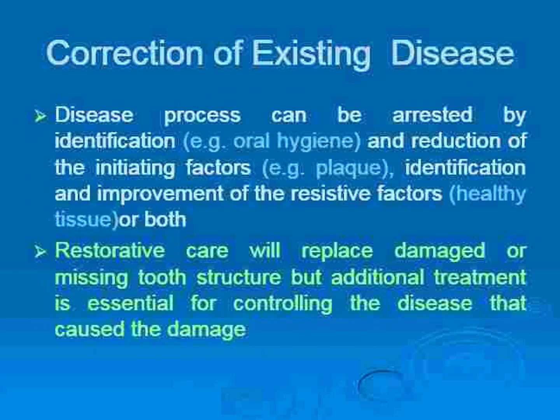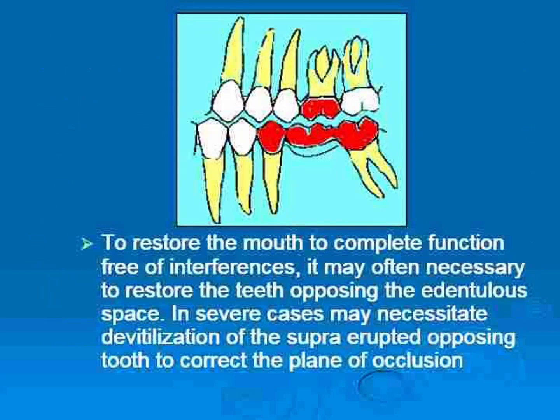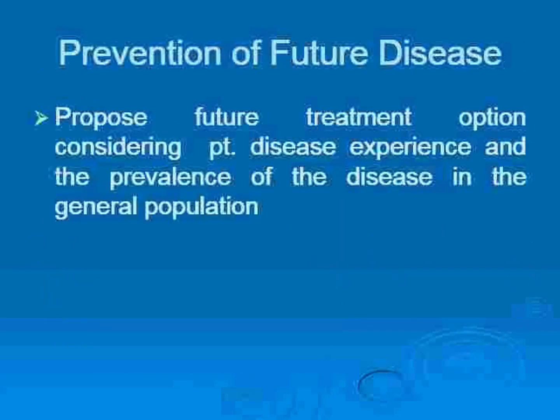The correcting of existing disease. The disease process can be arrested by identification and reduction of initiating factors, and identification and improvement of resistive forces. Restorative care will replace damaged or missing tooth structure, but additional treatment is essential for controlling the disease that caused this damage.